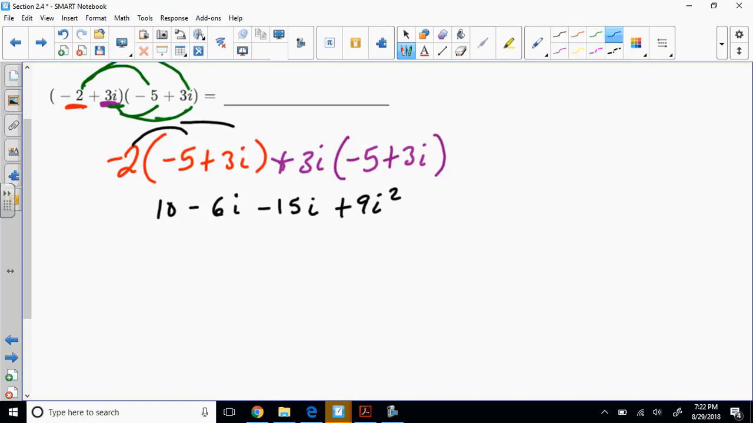Now, this is a pattern. When you do this, you're going to have the same things come up all the time. You're going to have like terms right there. And you're going to have to do something with this joker right there. This last term that's an i squared. Because i squared is -1. So basically what you would do would be 9 times -1, which equals what? -9, right? So you can kind of do that math right there.